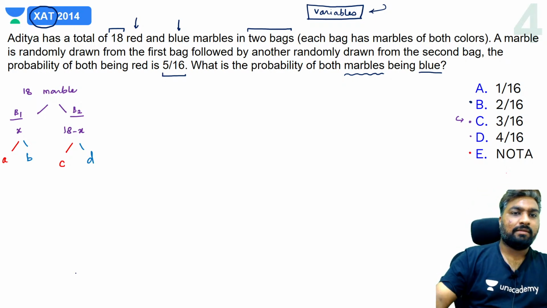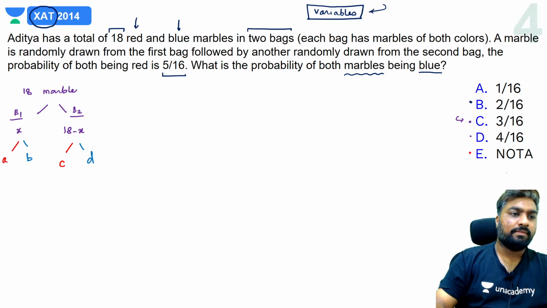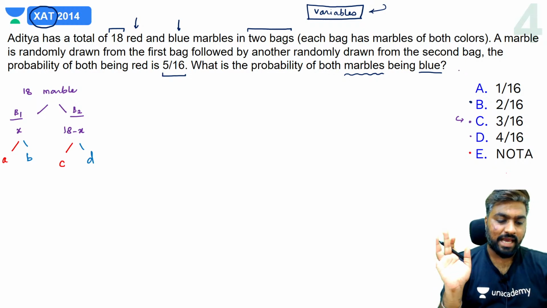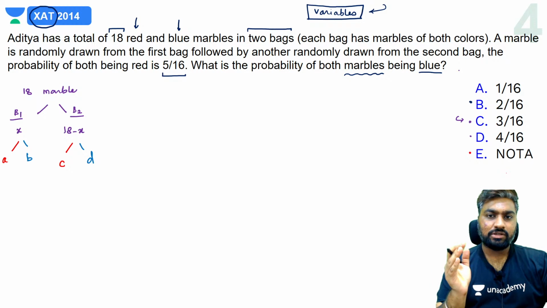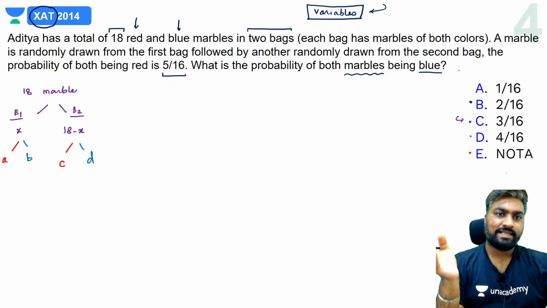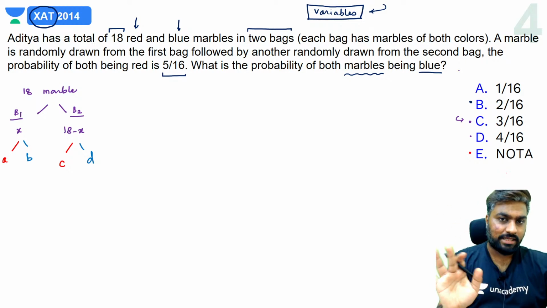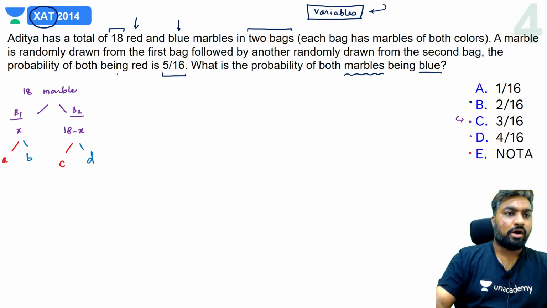चलो अब ये क्या बोल रहे हैं कि what is the given information? A marble is randomly drawn from the first bag followed by another randomly drawn from the second bag. तो bag का order दे दिया. They've given the order of the bag, so we don't have to arrange. नहीं, order दे दिया, right? They're saying the probability of both being red is 5/16.